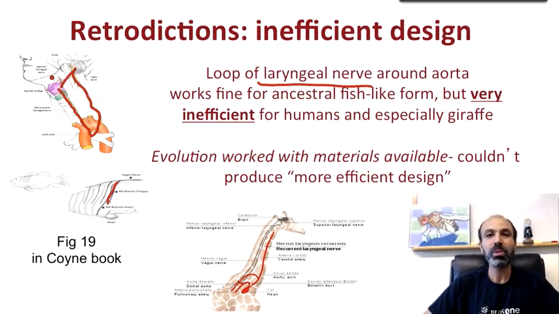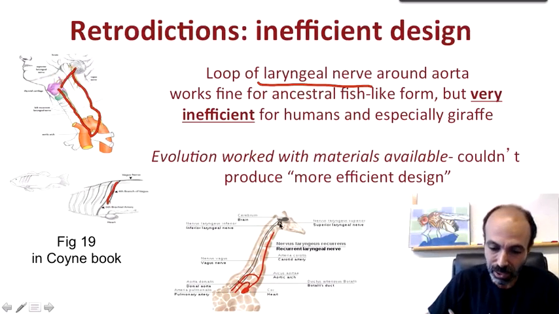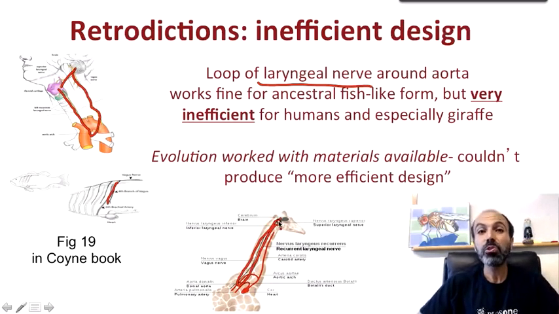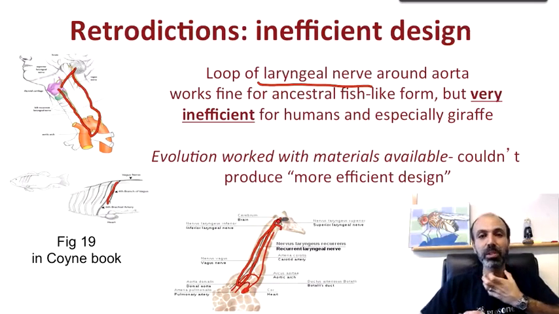It's even less efficient when you look at the giraffe. It starts way up here at the brain, goes all the way down, again looping around the aorta, comes all the way back up and connects over there. That's extraordinarily inefficient. If its primary goal is to actually drive the larynx, that really doesn't make sense.